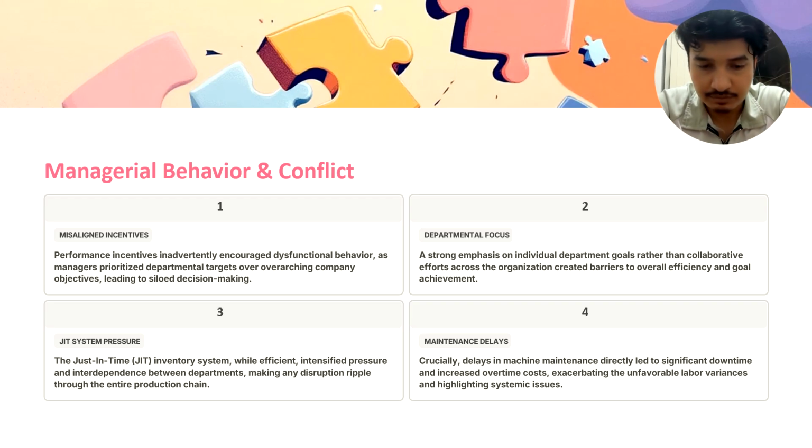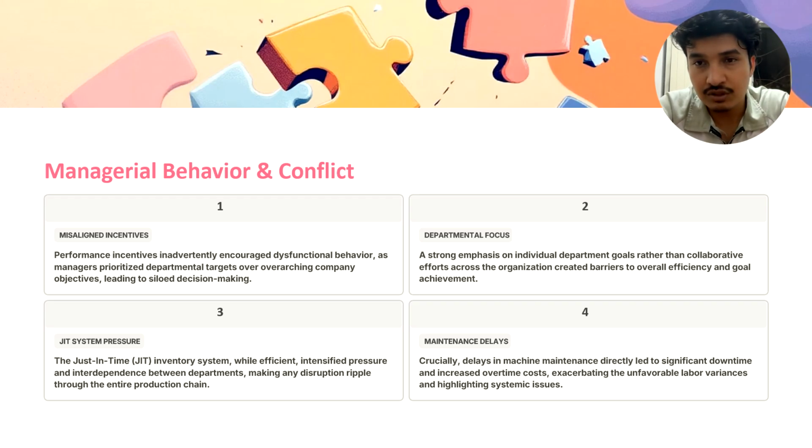In addition, the company introduced a just-in-time system which reduced inventory buffer. While just-in-time improves efficiency under stable conditions, it also means that any delay or breakdown immediately affects other departments, increasing tension. So conflicts also arose between the production manager and the maintenance manager.